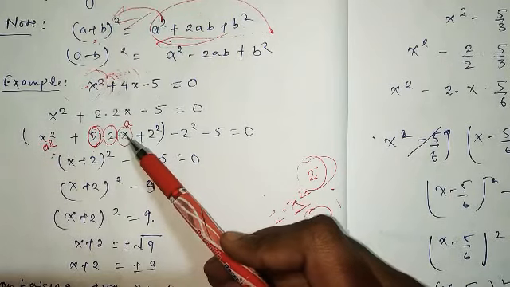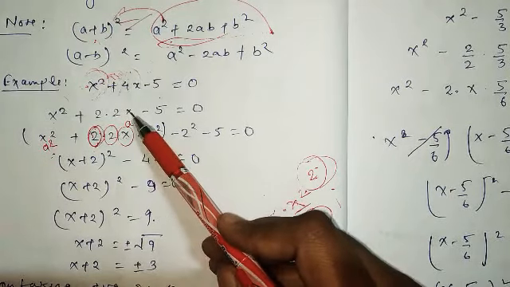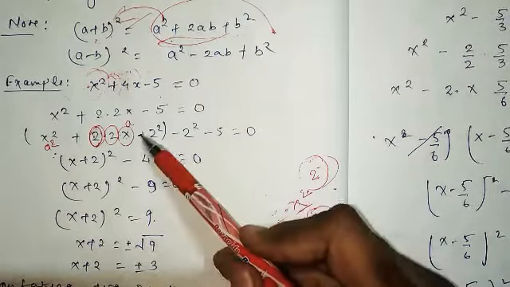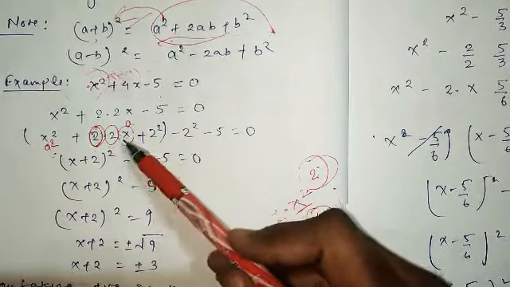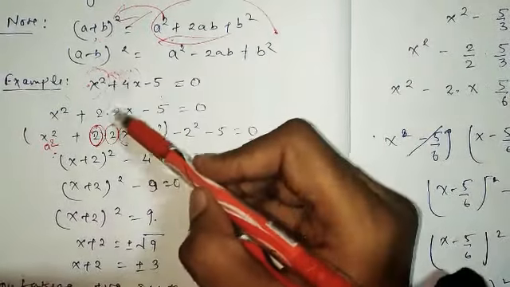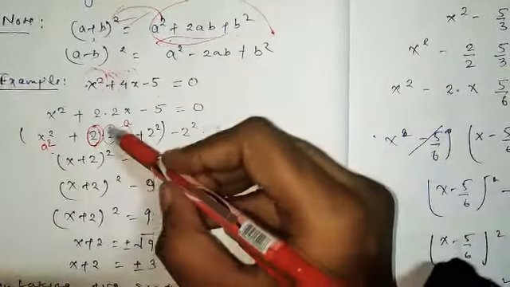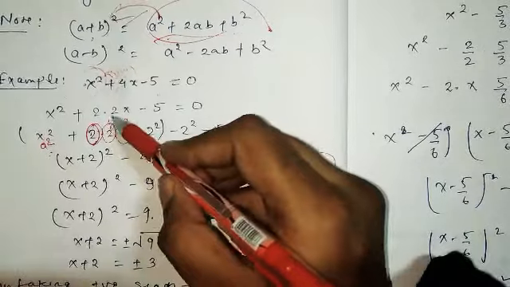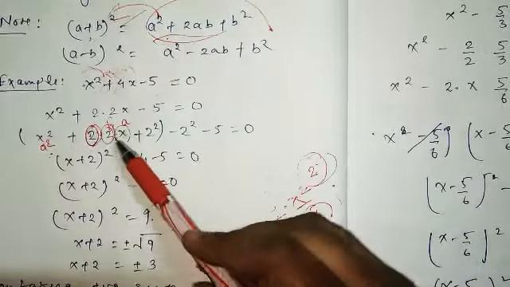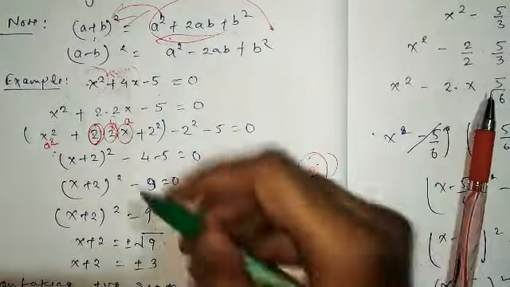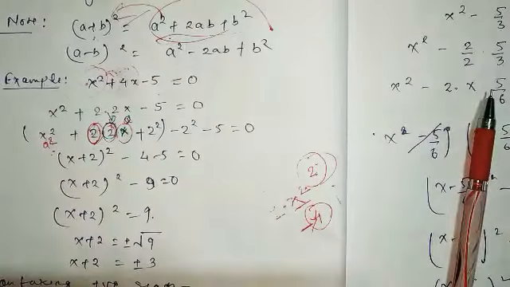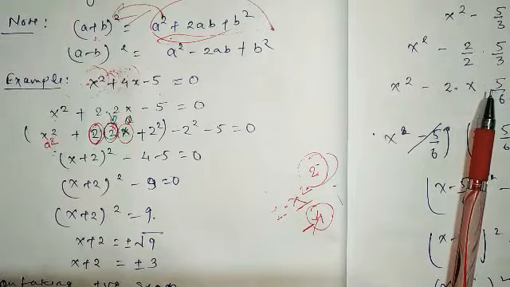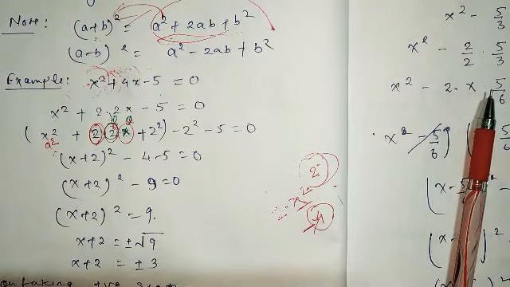X will always be at the place of a. As per our formula, x will always be at the place of a. So this is a, and everything that has remained left is the value of b. So here the value of b is 2. This is the value of b, and this is the value of a. Okay, x is a and b is 2.